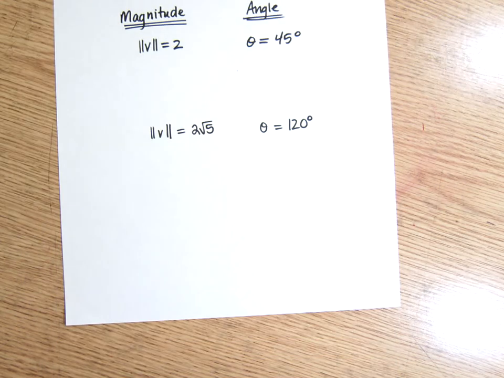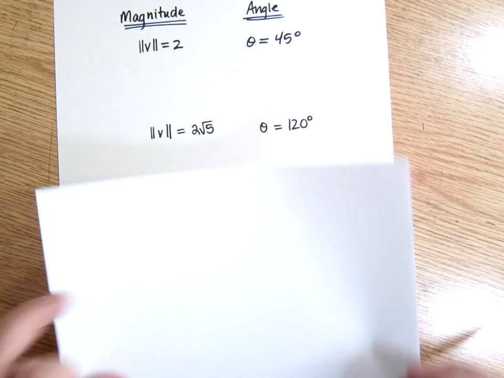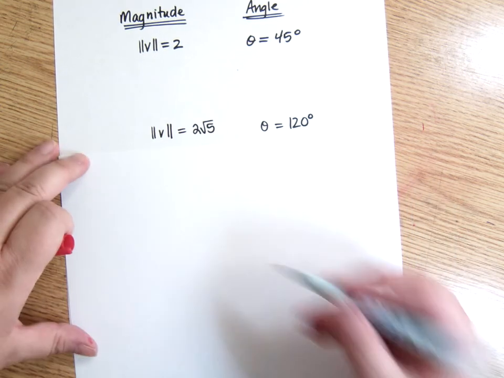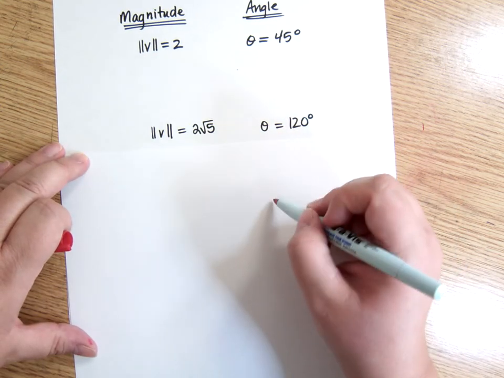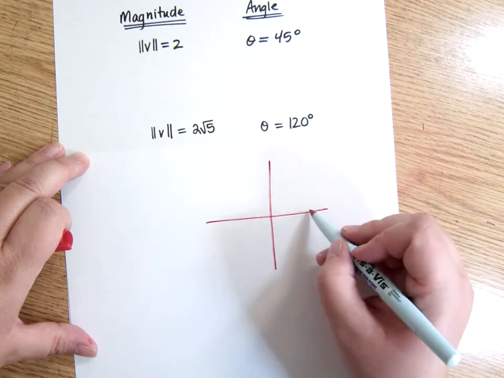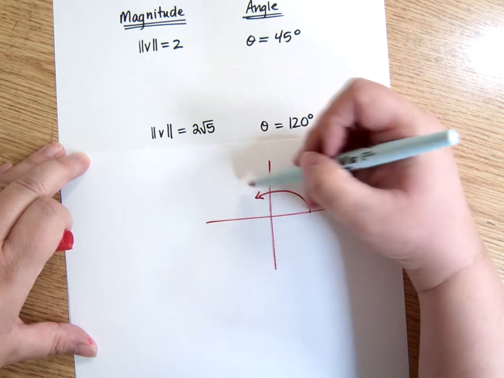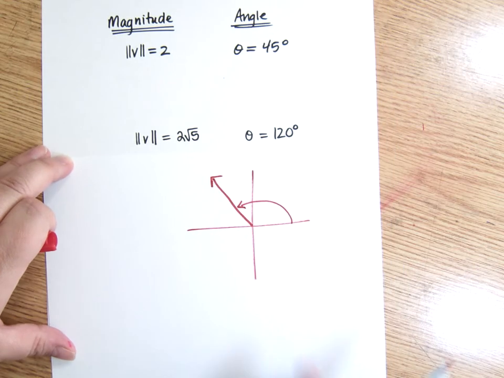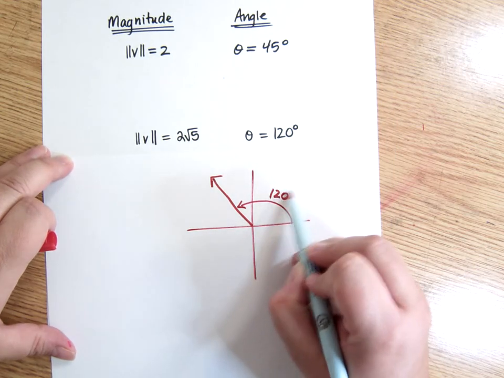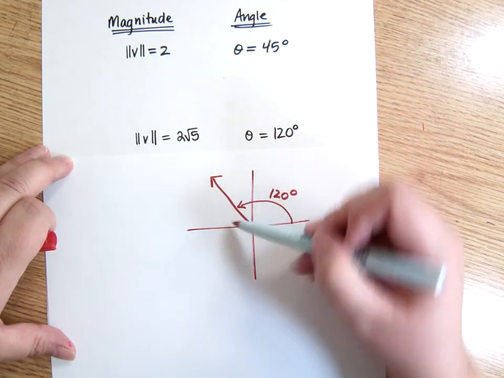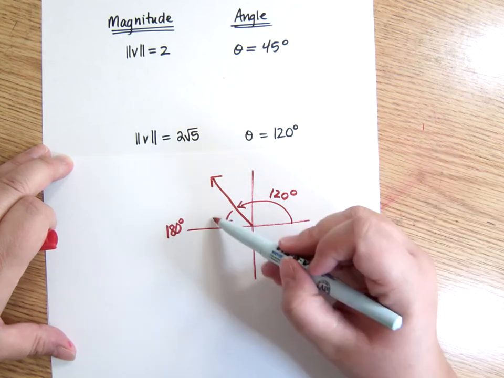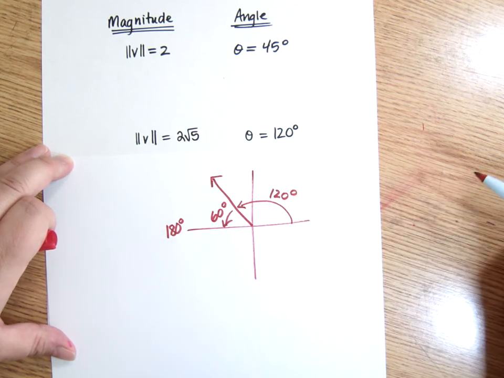My magnitude is 2 root 5, and my angle is 120. Okay, so the angle it makes with the positive x-axis is 120, which means we're over here. If this is 120, then this, because remember 180 is a half circle, this must be 60.